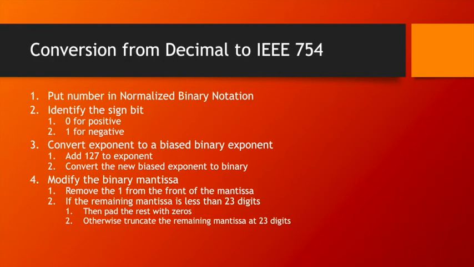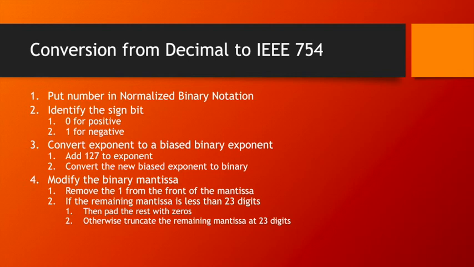I wrote some steps down here to convert from decimal to the IEEE 754 standard. The top level 4 steps are: put the number in normalized binary notation, identify the sign bit, convert the exponent to a biased binary exponent, and then modify the binary mantissa. Then you take those three pieces, the sign bit, the biased exponent, and the modified mantissa, to get the three pieces of the IEEE 754 standard. I've got some more details in here on how you do that.